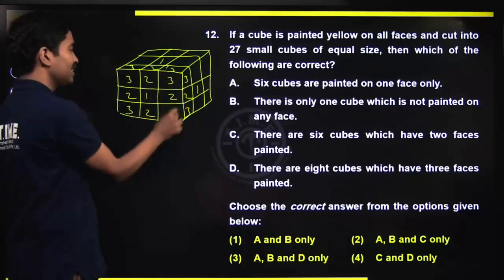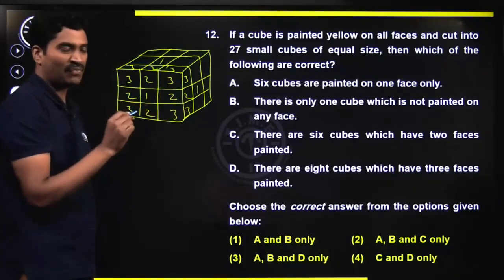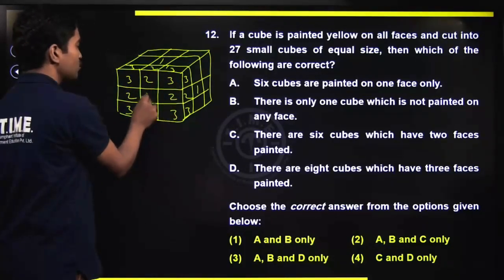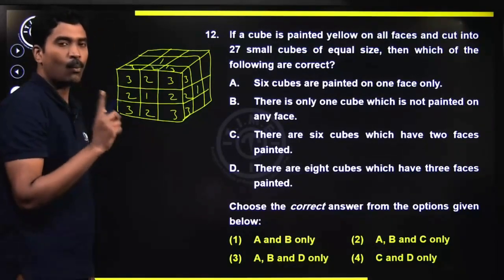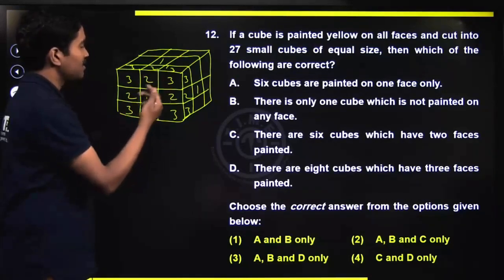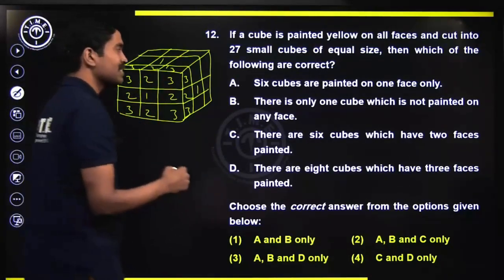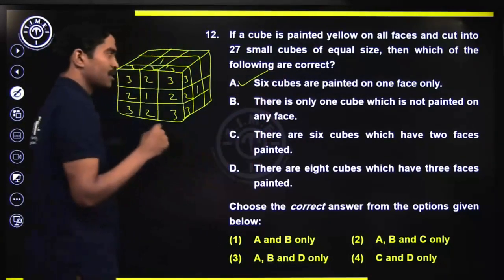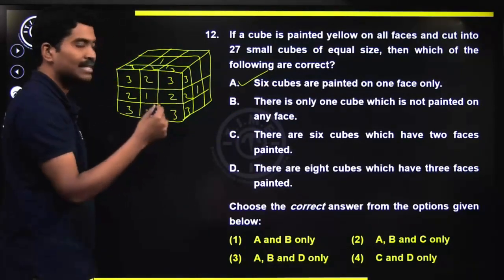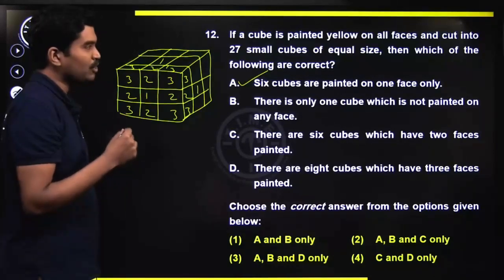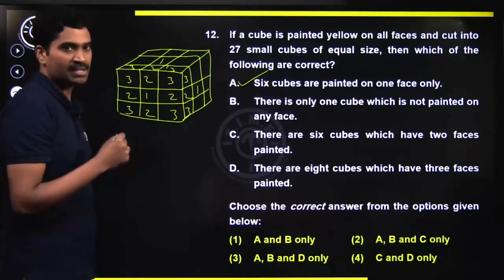Now, if you look at this face, a cube has 6 faces. And on this face, there's only one cube which is painted only on one face, correct? One cube per face. There are 6 such faces. 6 into 1 would be 6. So, the first one's actually correct. There are 6 cubes which are painted only on one face, right? Next one, there is only one cube which is not painted on any face.